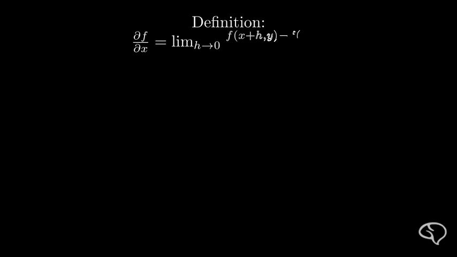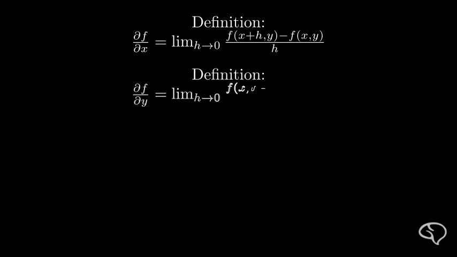Let's formalize this with a definition. The partial derivative of f with respect to x is defined using a limit, just like a regular derivative. It's the limit as h approaches 0 of f of x plus h comma y minus f of x comma y, all over h. Notice that the y value remains constant throughout this limit. The definition for the partial derivative with respect to y is analogous. It's the limit as h approaches 0 of f of x comma y plus h minus f of x comma y, all over h. Here, the x value is held constant.